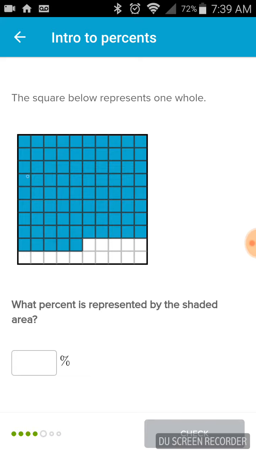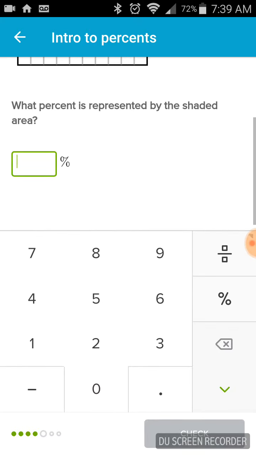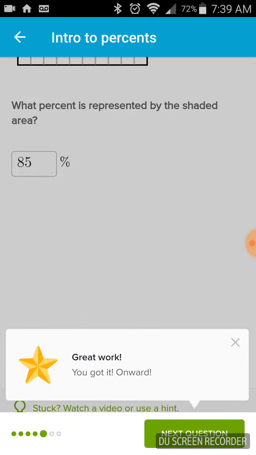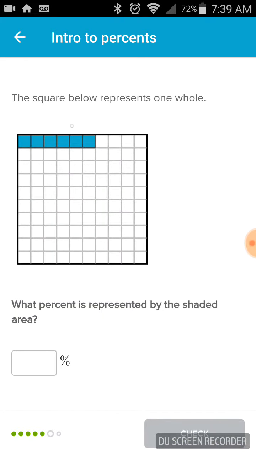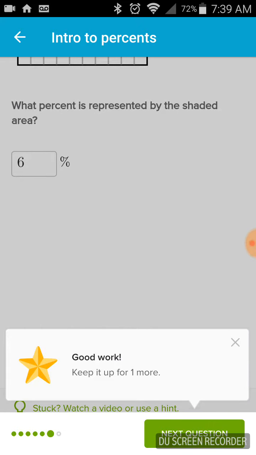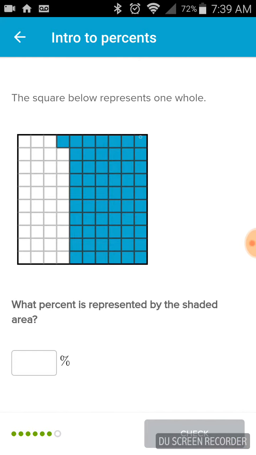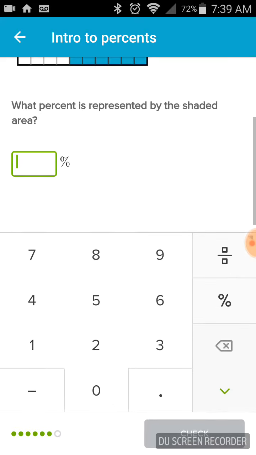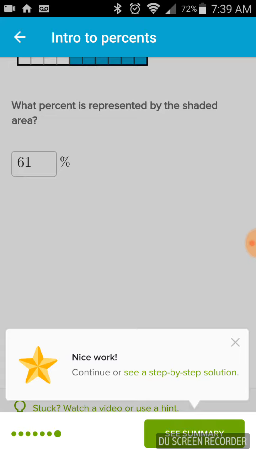Again, 10, 20, 30, 40, 50, 60, 70, 80%, 81, 2, 3, 4, 5, 85%. Here's 100, so 1, 2, 3, 4, 5, 6, so 6%. Ten, 20, 30, 40, 50, 60, 61%. And that's it.